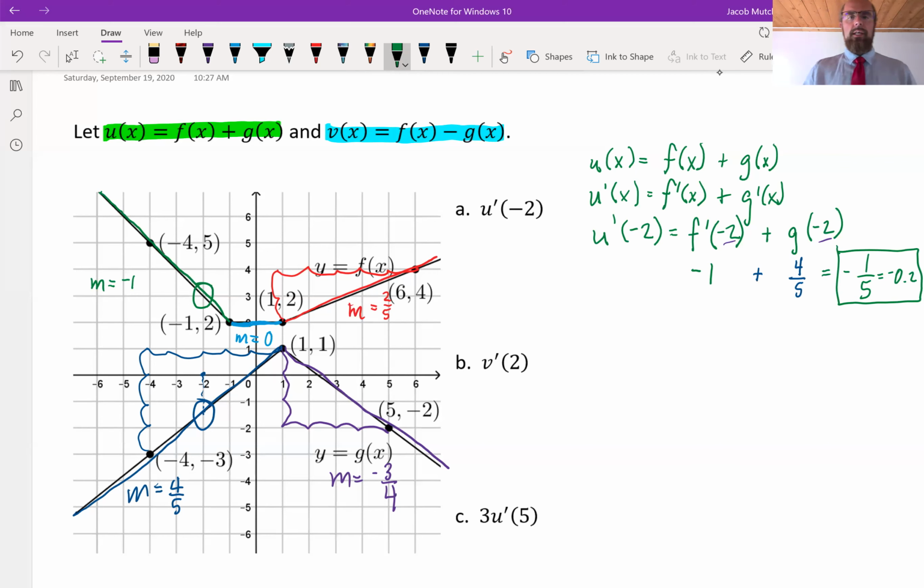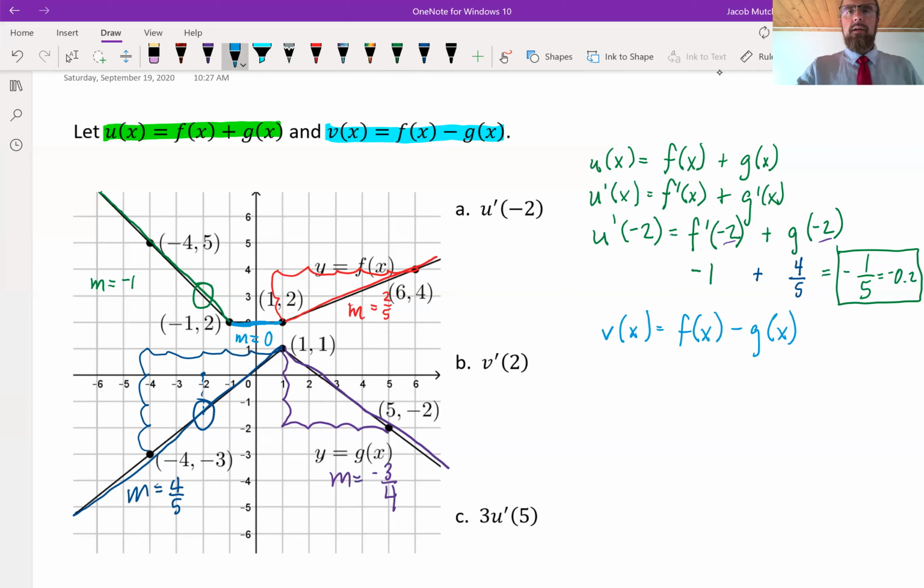Let's take a look then at the derivative of v. If you return back to the definitions at the top, v of x is the difference between f of x and g of x. So I'm going to write that setup: v of x equals f of x minus g of x.